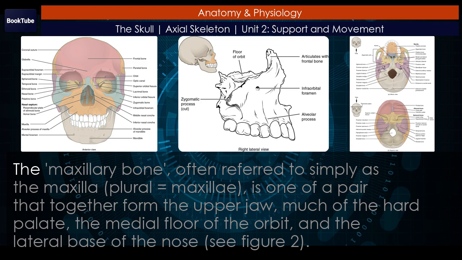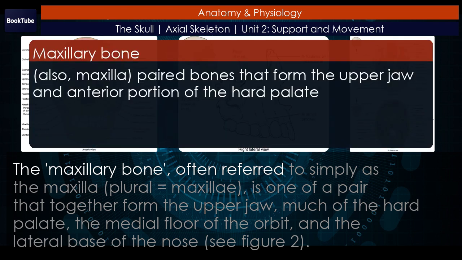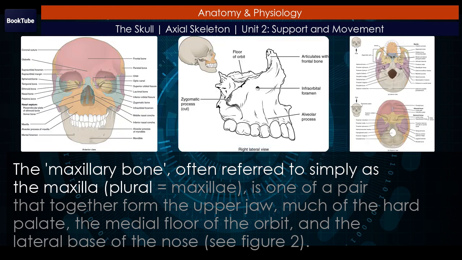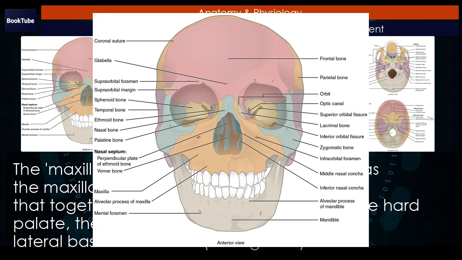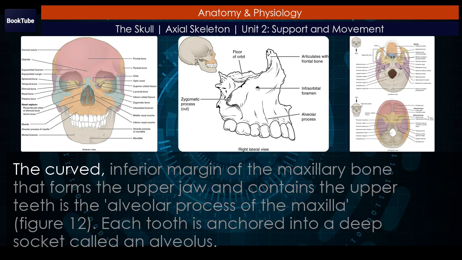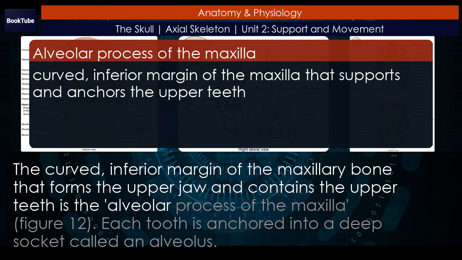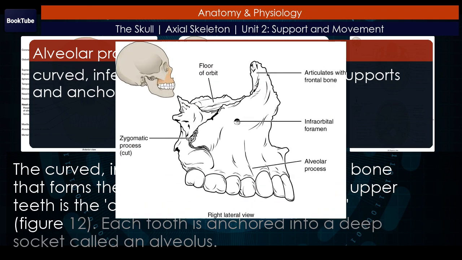Maxillary bone. The maxillary bone, often referred to simply as the maxilla, plural equals maxillae, is one of a pair that together form the upper jaw, much of the hard palate, the medial floor of the orbit, and the lateral base of the nose. See Figure 2. The curved, inferior margin of the maxillary bone that forms the upper jaw and contains the upper teeth is the alveolar process of the maxilla. Figure 12.